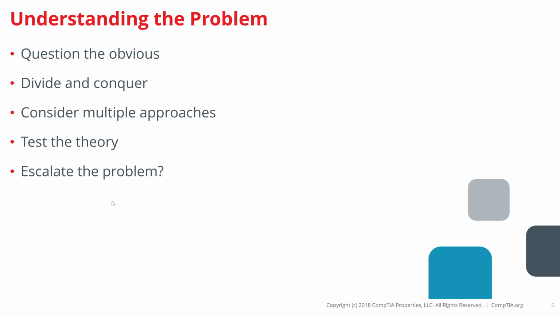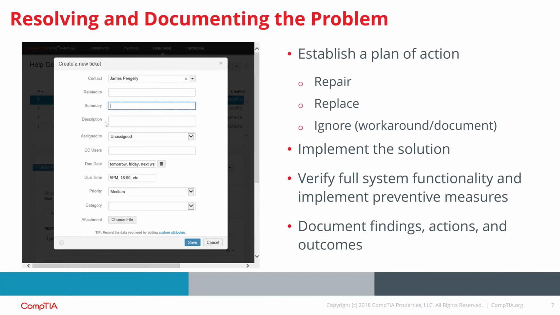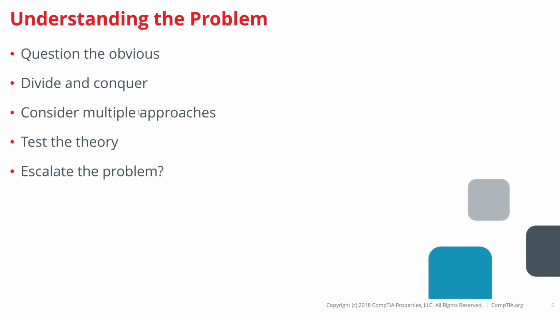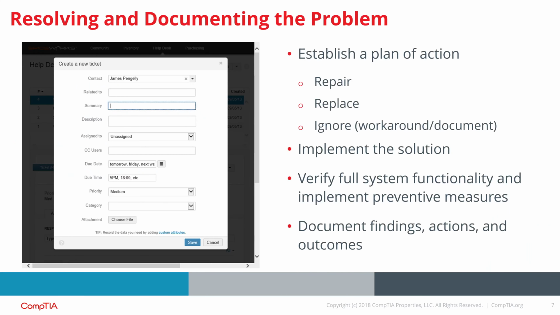Understanding the problem. Question the obvious. Divide and conquer. Consider multiple approaches. Test the theory. Escalate the problem. Then resolving and documenting the problem. This is where in a ticket you want to be thorough. You want to be able to put what happened.